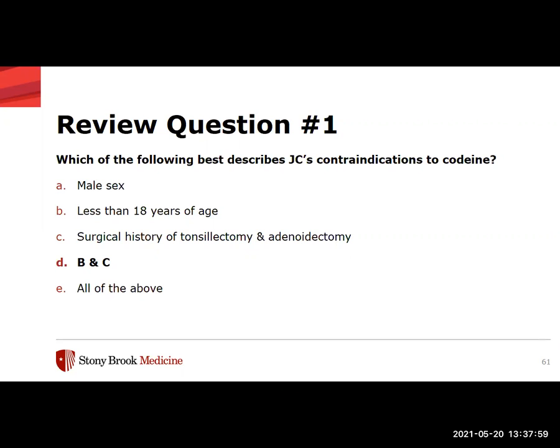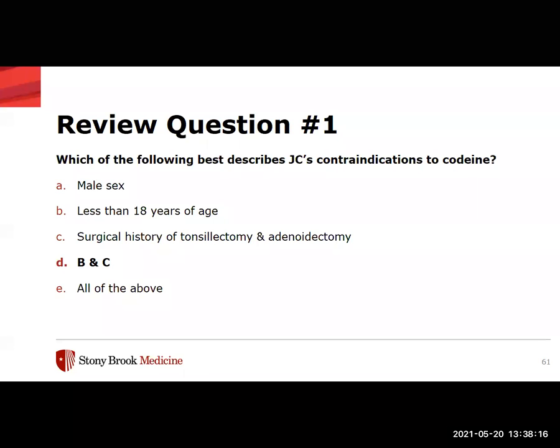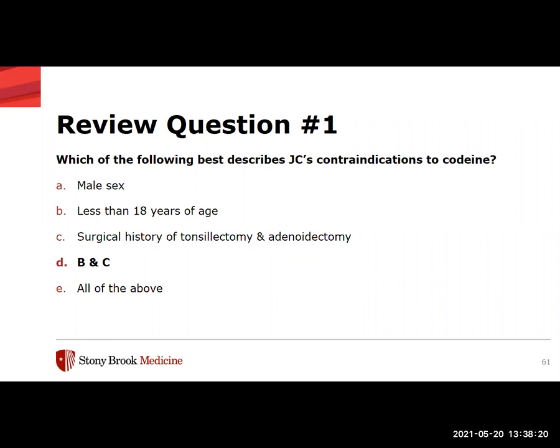All right, so yes, the correct answer here is D: age less than 18 years, as well as a surgical history of both tonsillectomy and adenoidectomy are both contraindications to codeine use. However, male sex itself is not a contraindication to codeine use. I also wanted to highlight that in this patient case, the patient's pharmacogenomics are unknown. So it's best to avoid codeine in this patient, as JC may be an ultra-rapid metabolizer of CYP2D6. And at this point, we're unsure.